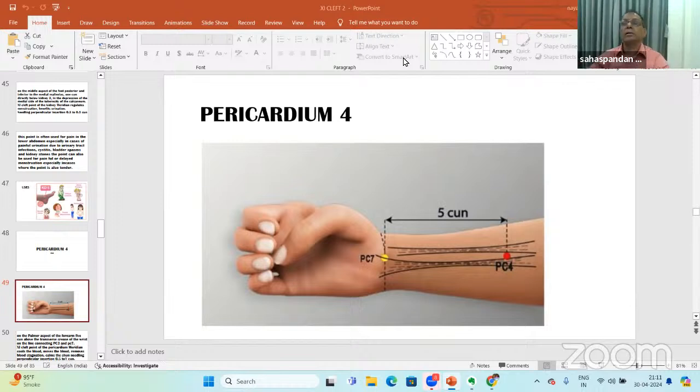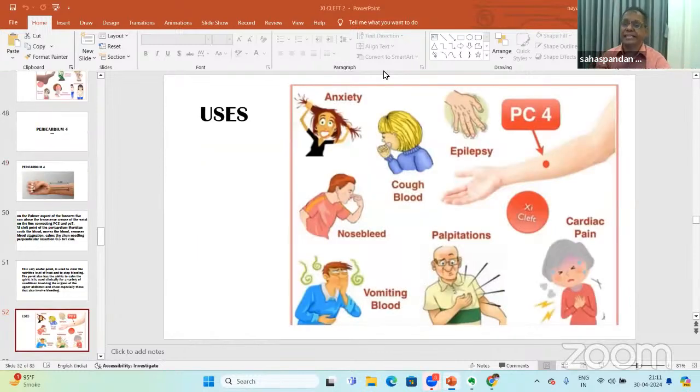Uses: anxiety, coughing blood, nosebleed, epilepsy, cardiac pain, palpitation in the chest, and vomiting blood. This Pericardium 4 can be used in a variety of issues.